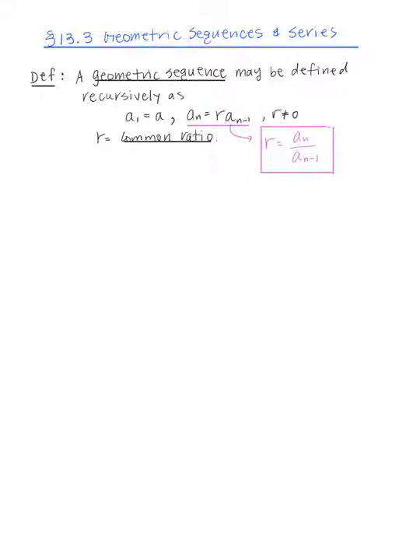Hello everyone, we're going to go over section 13.3, geometric sequences and series. Let's first go over the definition. A geometric sequence may be defined recursively as the first term is a and the nth term equals r times a sub n minus 1, where r is called a common ratio. Since a sub n equals r times a sub n minus 1, we can solve for r. So r, which is a common ratio, is defined by a sub n divided by a sub n minus 1.